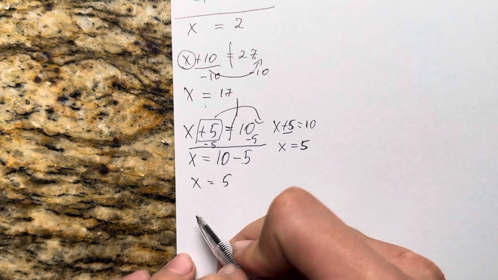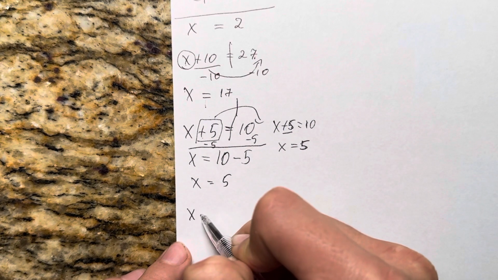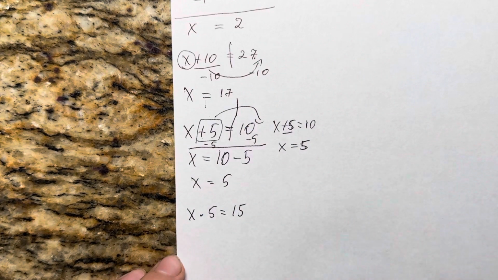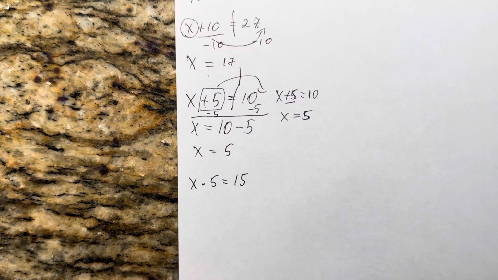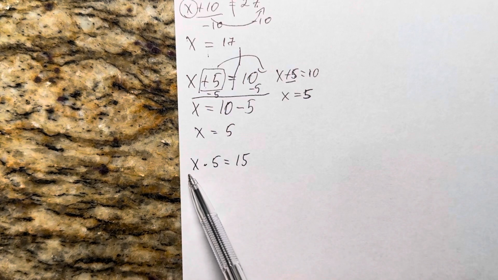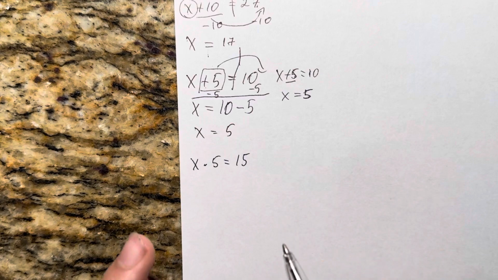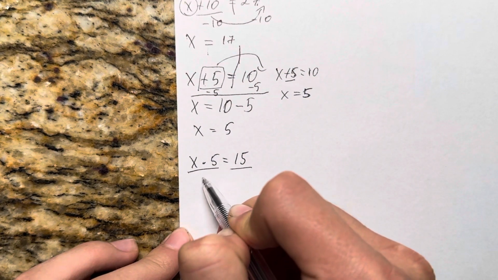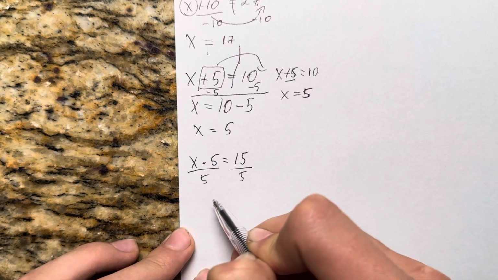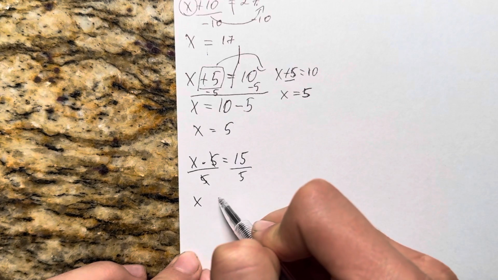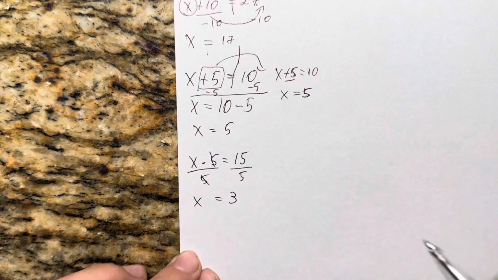So next up we have, for example, x times 5 equals 15. What we have to do is the same thing: leave the x by itself on this side. There are two ways of doing this. First one, divide both sides by 5. You'll get these two will cancel out. You'll get x equals 3.